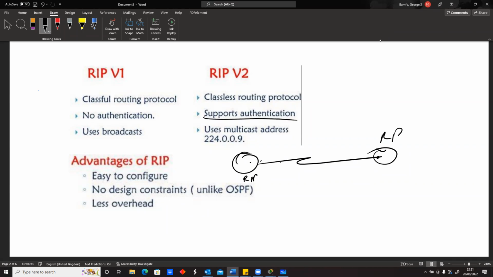But with RIP version 2, you can also put a password. So if the passwords are not matching, it means that they cannot communicate. It's like their secret code.